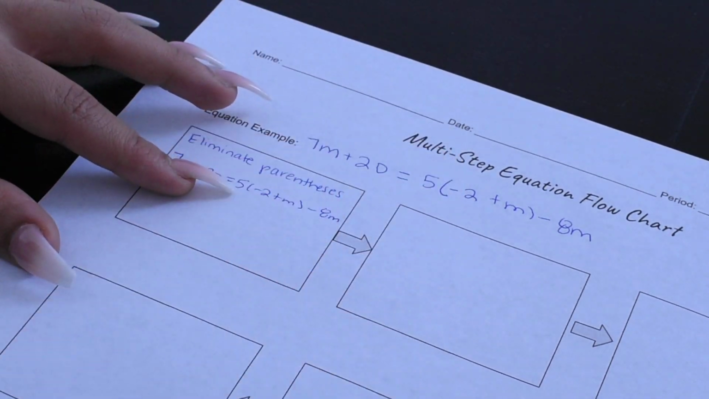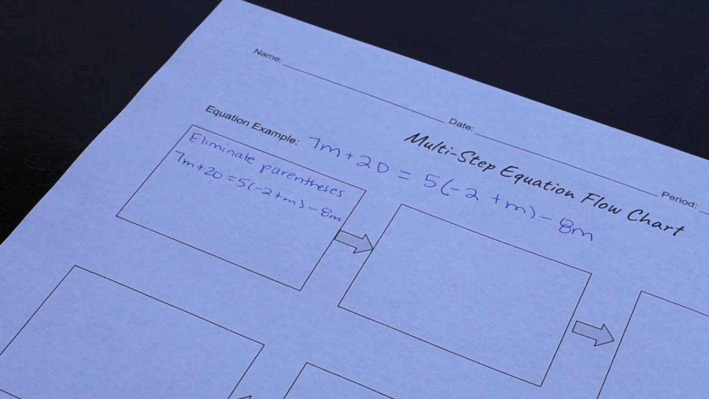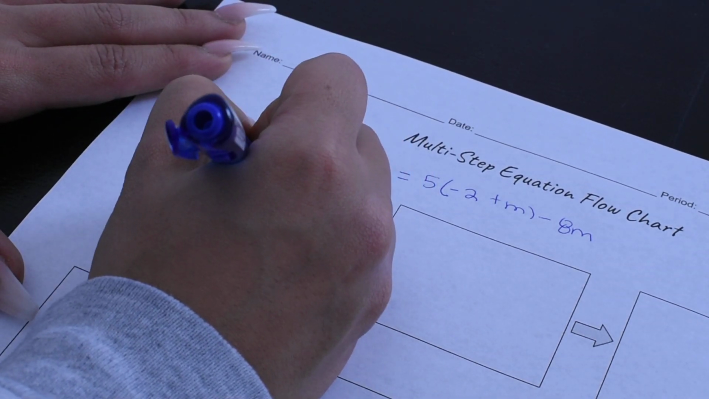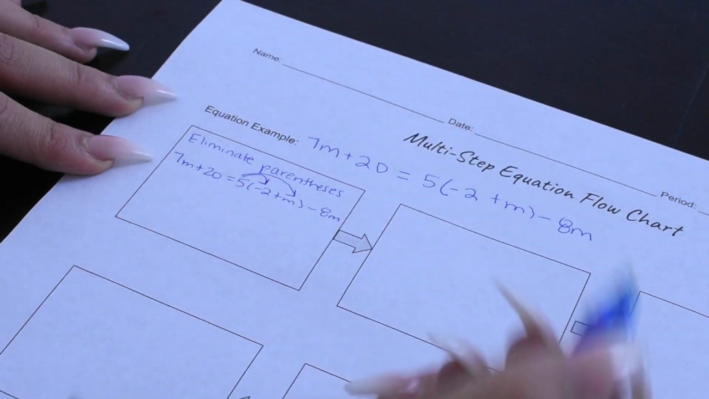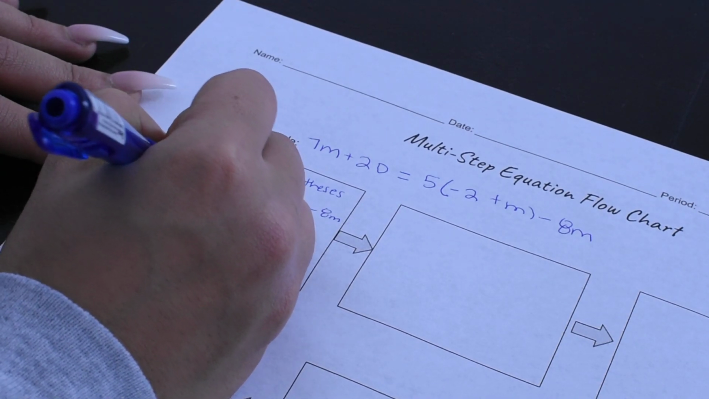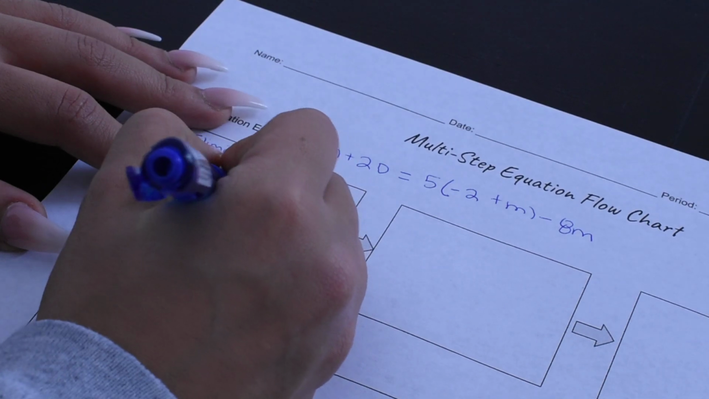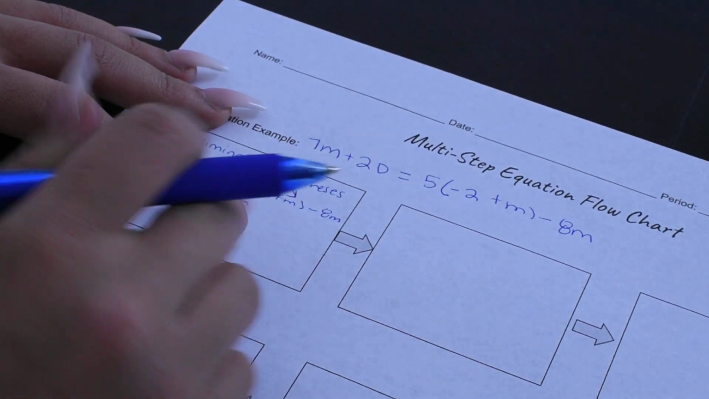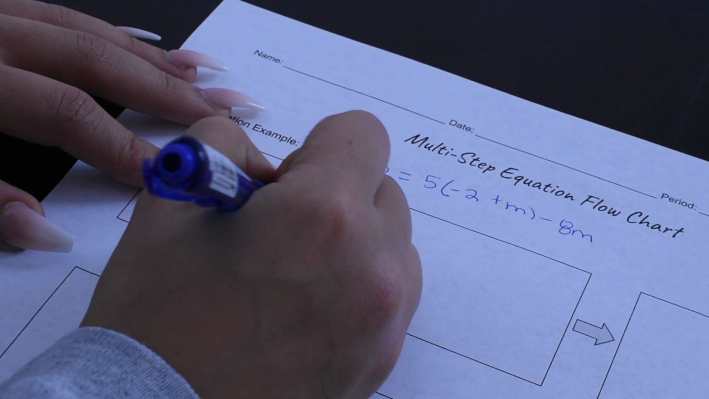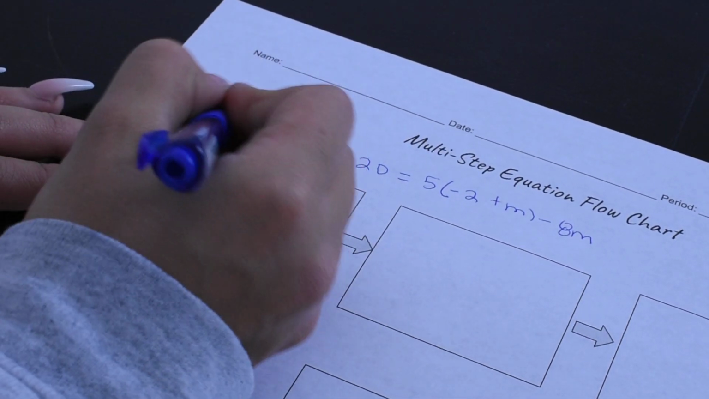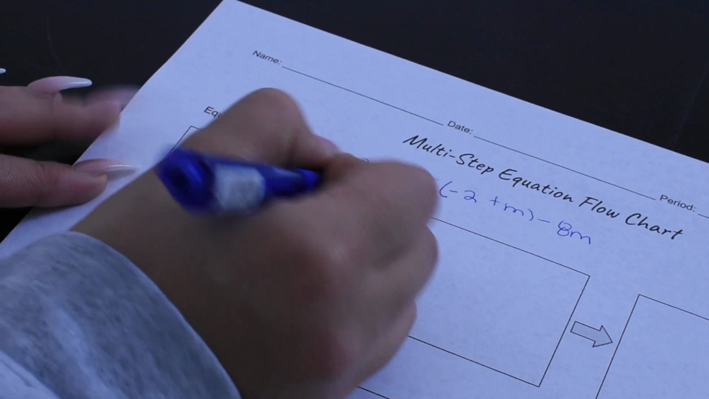So these steps are going to help us do that. We got to eliminate parentheses. In order to eliminate parentheses, we have to distribute. So 5 times negative 2 and 5 times m. So we get 7m plus 20 equals 5 times negative 2 is negative 10. And then 5 times m is a positive 5m minus 8m. Cool. So we eliminated parentheses. We're good. Let me underline that.